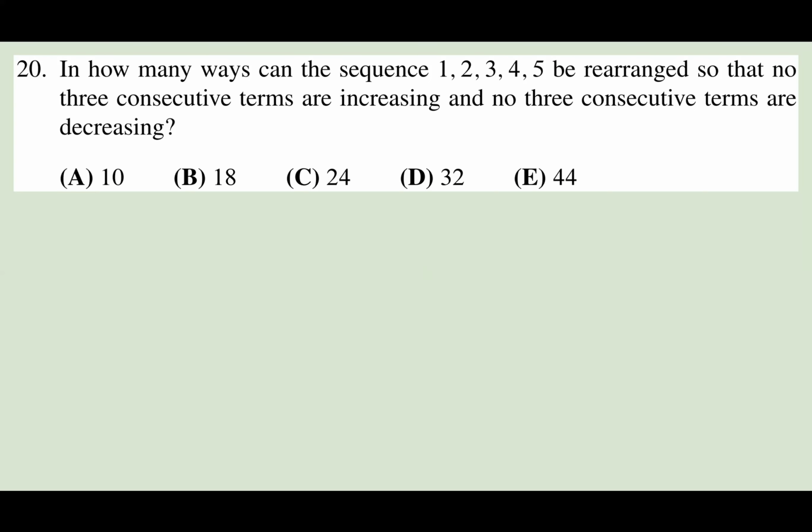Basically you had to figure out all the different possible patterns that you could create. It says, in how many ways can the sequence 1, 2, 3, 4, 5 be rearranged so that no 3 consecutive terms are increasing and no 3 consecutive terms are decreasing, right?